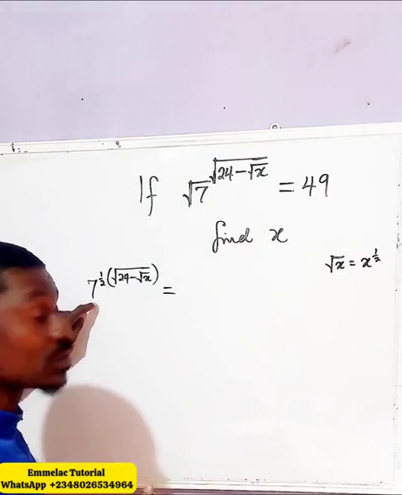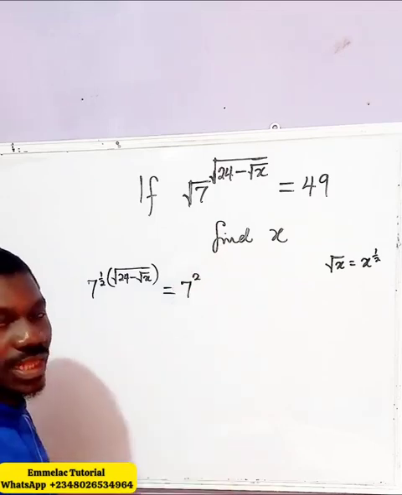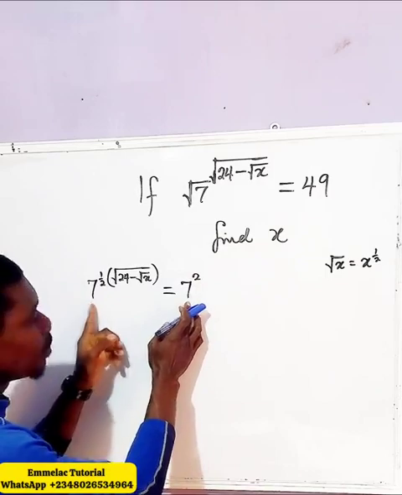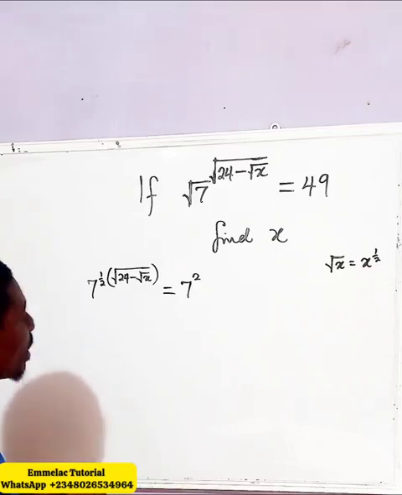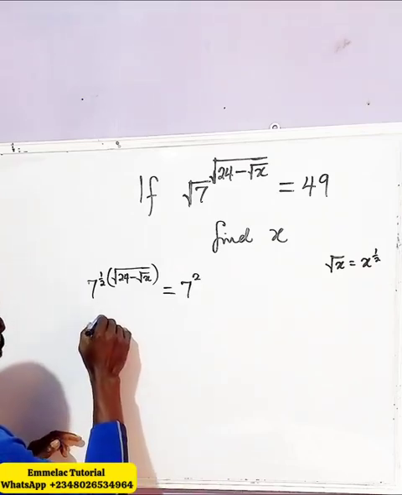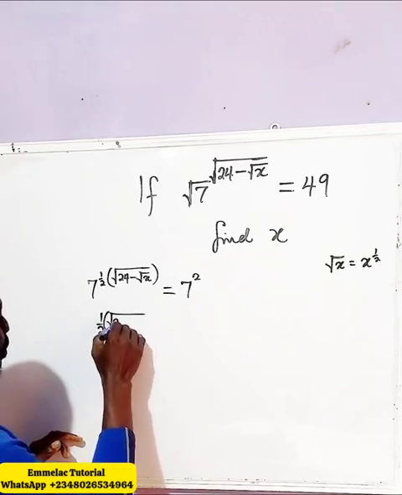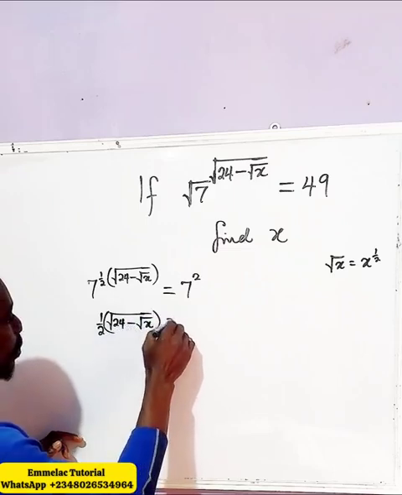because on the left hand side here I'm having a base of 7. So here you have 7 raised to the power of 2. Now as long as we are having the same base, we can always equate the exponent. By this rule we have 1 over 2 of the square root of 24 minus the square root of x, then equals 2.